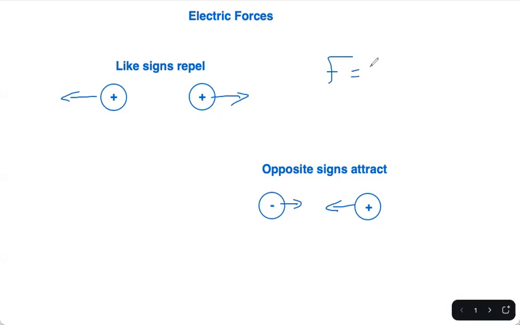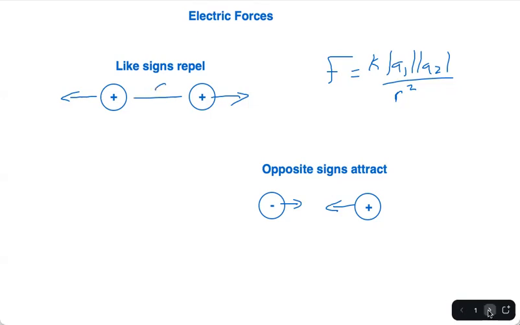The formula for the electric or electrostatic force is K Q1 Q2 over R squared, where K is Coulomb's constant, Q1 and Q2 are the charges that we are comparing to each other for the force, and R is the actual radial distance between the two charges.